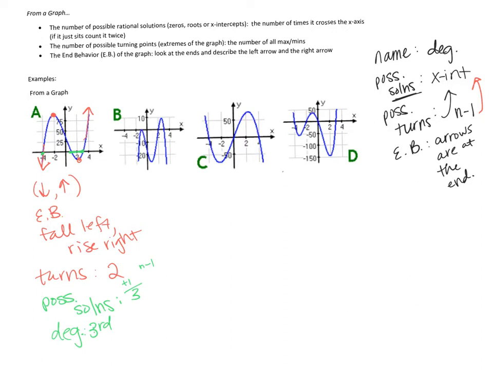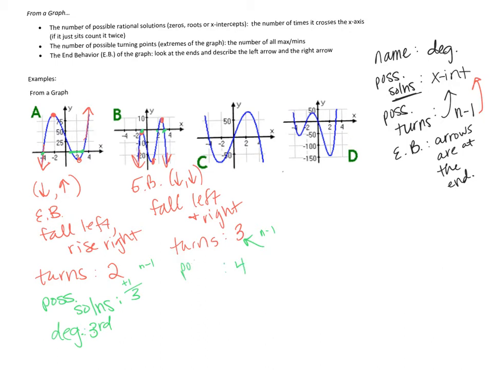Okay, let's look at this next one. So here, my end behavior is going to be down to down. So it's going to fall left and right. Okay. Then I'm going to have 1, 2, 3 turns. Now, if I look at this, it looks like it only is crossing the x-axis at 3. However, we know that the turns has to be n minus 1. Therefore, there must be 4 possible solutions.